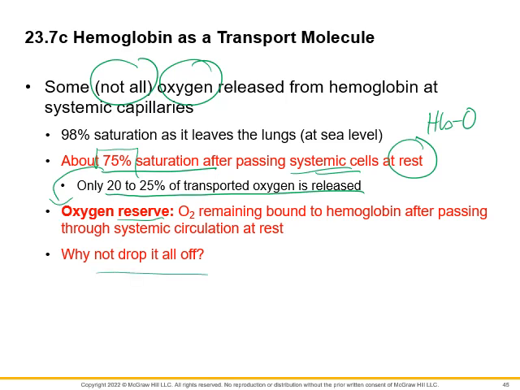And why would we not drop it all off? Well, what happens if we need to do fight or flight? What happens if we need to increase our energy demand, right? If we're exercising, well, then we still have enough oxygen bound that we can have that quick burst of oxygen release, generate ATP, and create enough energy for our demand.